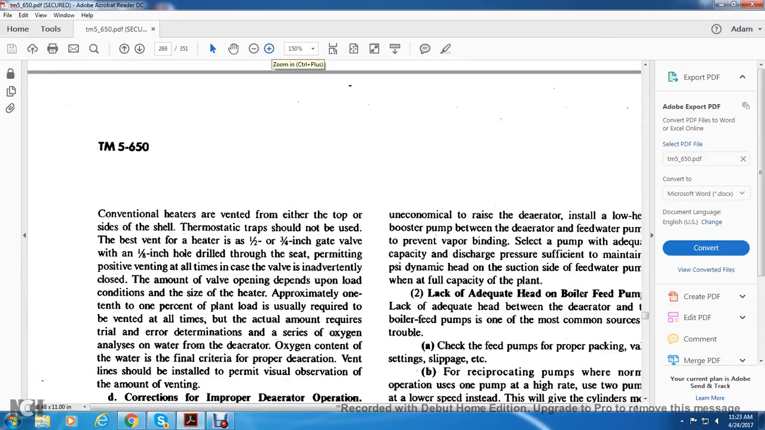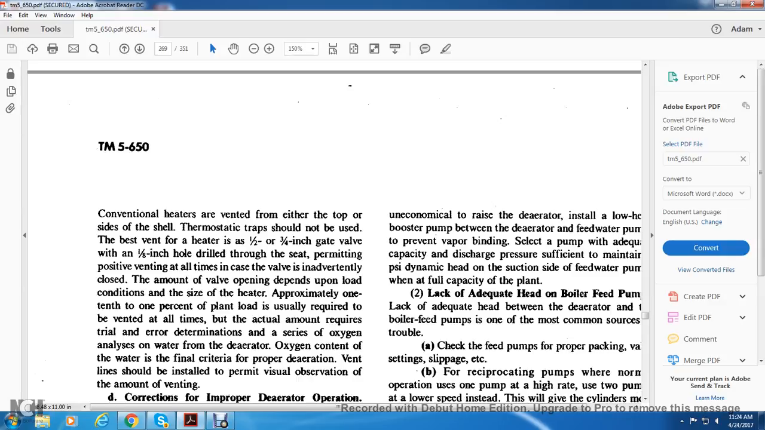Conventional heaters are vented at either the top or the side of the shell. A thermostatic strap should not be used. For the best vent, fit the heater with a 1.5 to 3.25 inch gate valve with a 1/8 inch hole drilled in the disc, permitting positive venting at all times in case the valve is inadvertently closed. The amount of valve opening depends on the load conditions inside the heater. Approximately 1/10 of 1% of the permanent plant load is usually required to be vented at all times.